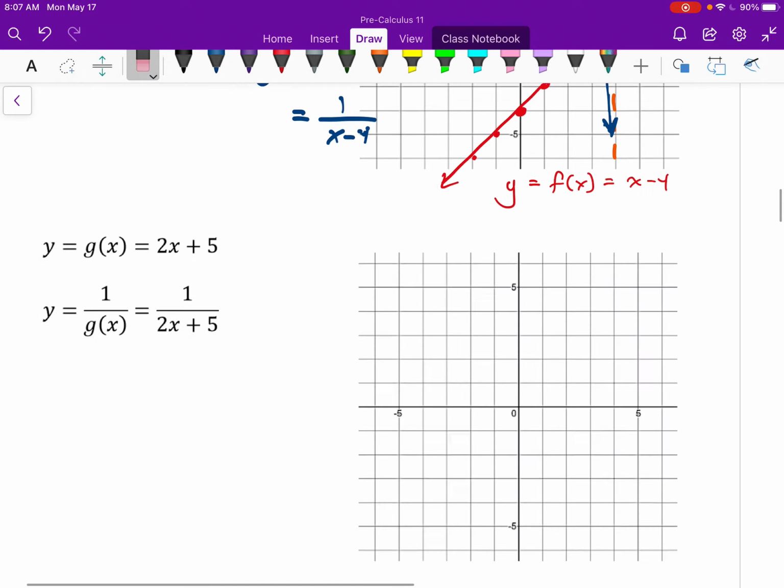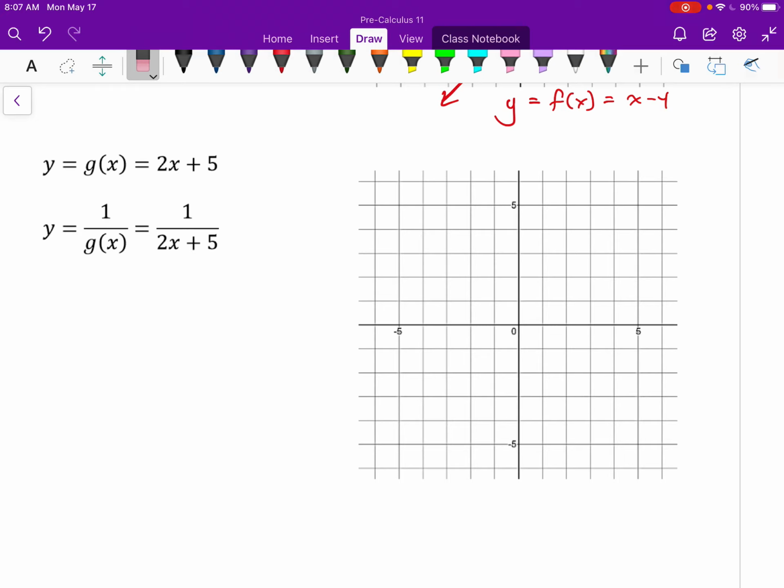All right, let's look at this one. 2x minus 5 first. So that's the graph of g of x, and I want to do 1 over that. So first, I'll graph in red. This, again, is a linear function, a y-intercept of negative 5 and a slope of 2. So up 2 over 1, or down 2, back 1. All right. So there's my graph of g of x.